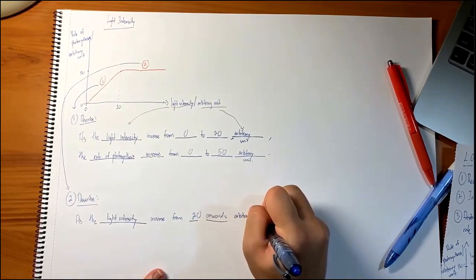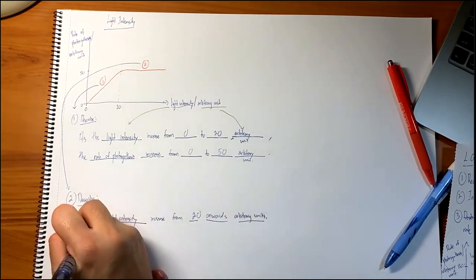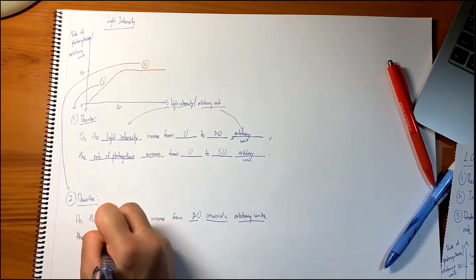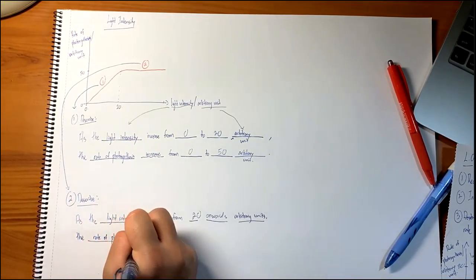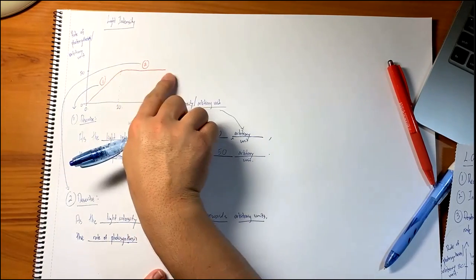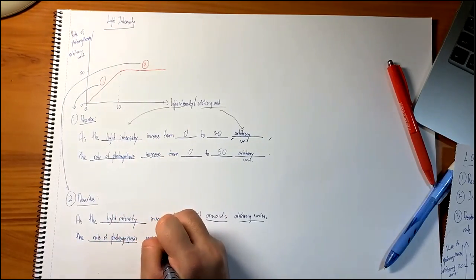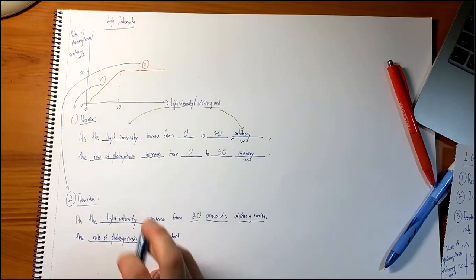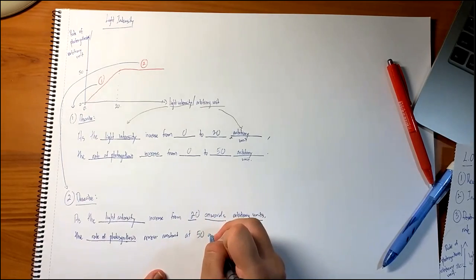Arbitrary units. Don't forget the unit. Then the same thing, Y, the rate of photosynthesis. In this case, what you can see here is that it's actually remaining constant. So instead of increasing, we write here: remain constant. Constant at what? Constant at 50 arbitrary units. Remain constant at 50 AU.